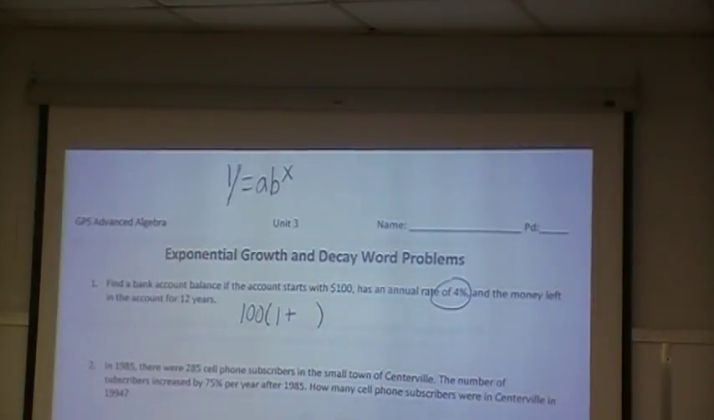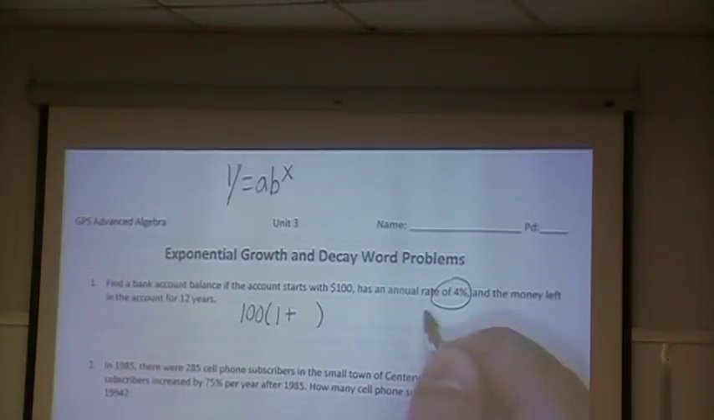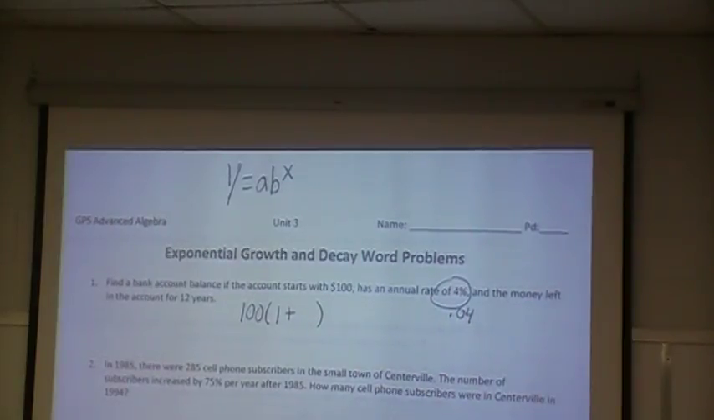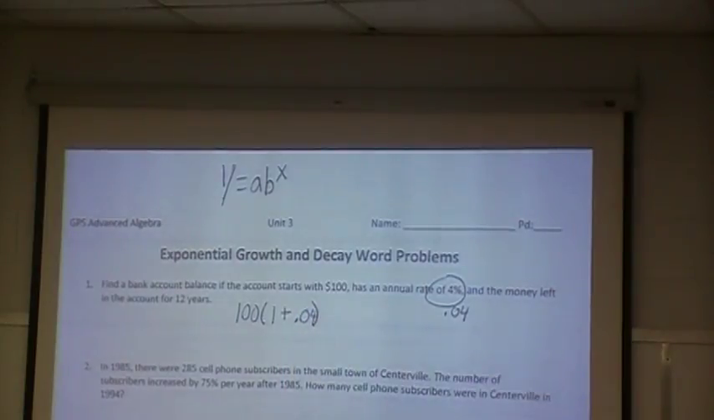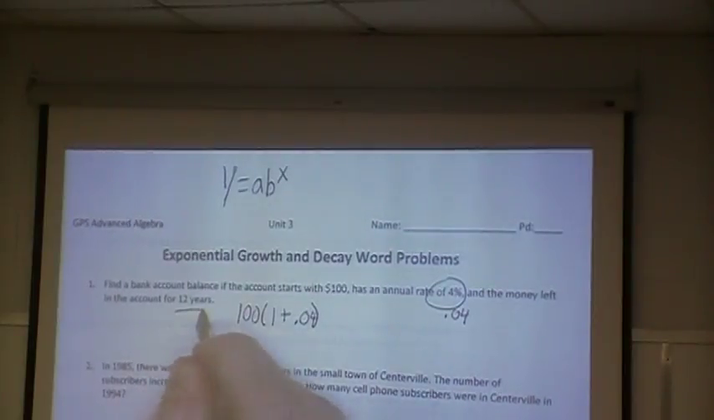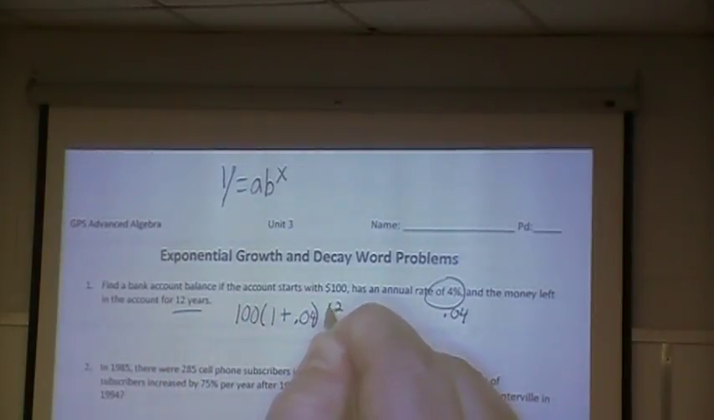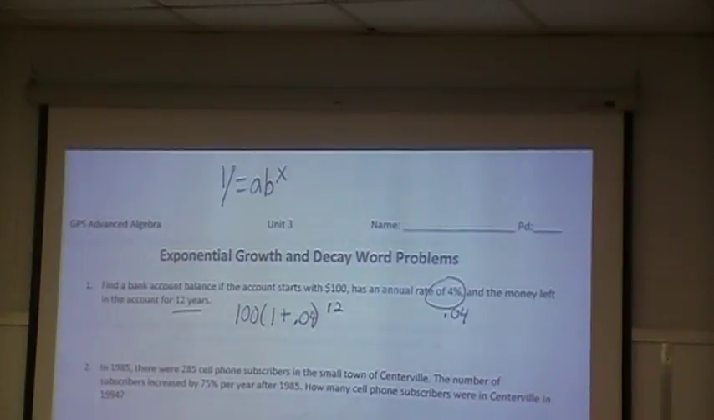Now, here's what they gave me. They gave me a percent, but I can't say 1 plus 4. I've got to change that percent to a decimal. 4% is what as a decimal? 0.04. So I'm going to say 1 plus 0.04. And what's our time? What's our x? 12. Put x right there. Solving it's not hard. Solving it's putting it in the calculator. The only thing I worry about is setting it up with you guys. Okay? Let's go on to number 2.